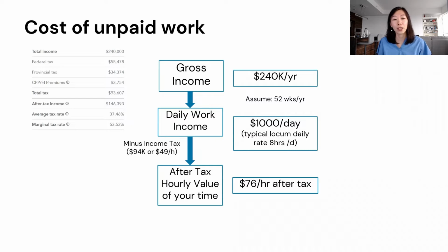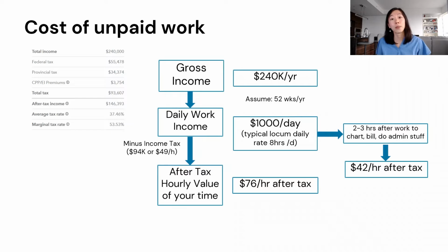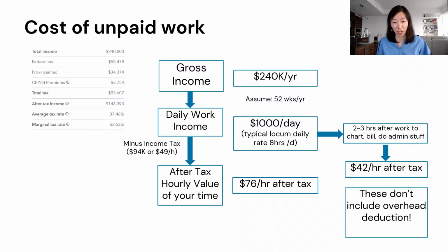But remember how I said there's also a lot of cost of unpaid work that you spend time on too, right? So you might spend 2 to 3 hours after work to chart, to bill, and to do administrative stuff too. And that also should be factored in as a cost, right? So doctors might have a high income, but they also work many hours, and much of those hours are doing unpaid work as well. So that actually comes out to be about $42 per hour after tax. And I actually haven't included overhead deduction in this as well, because overhead varies depending on geographic region.